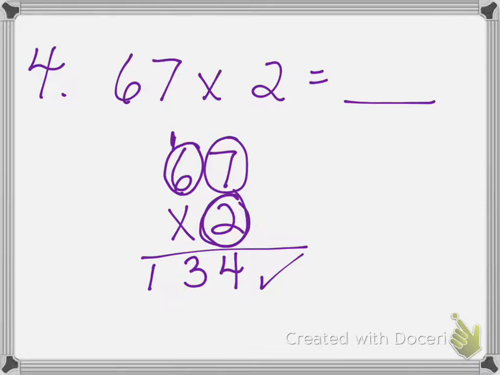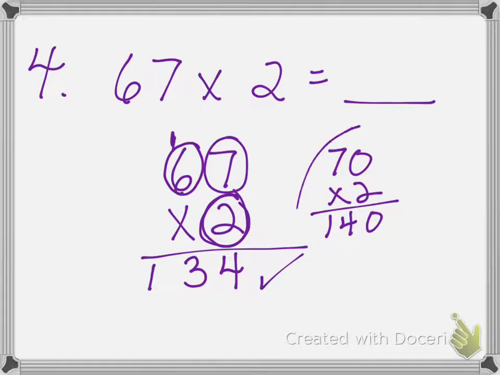Let's just round that and see how close that is. So 67, let's round to 70. 70 times 2, 140. Very close, very close. And the reason why we do this is to make sure that something didn't go wonky with our multiplication, okay?